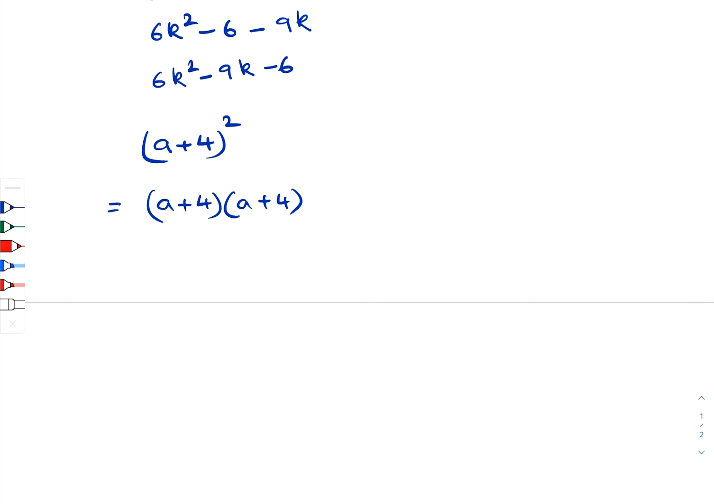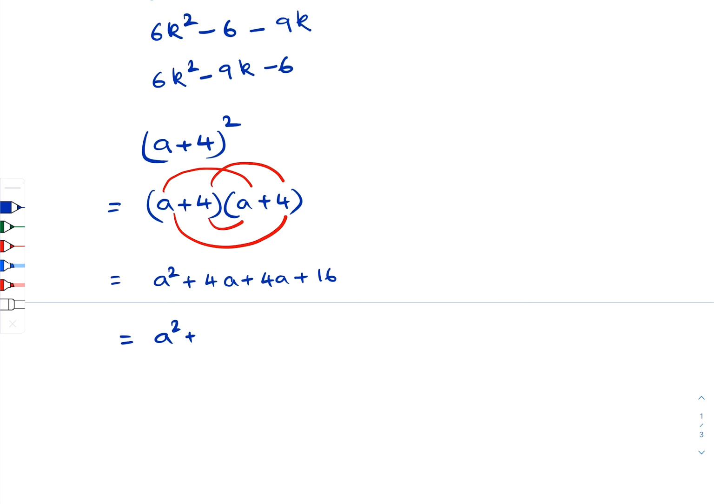Feel free to pause the video and try it. All right, so there's my monkey. I'll go ahead and finish the face off, and then let's write out what we get from that. A squared plus 4a plus 4a plus 16, equal to a squared plus 8a plus 16.